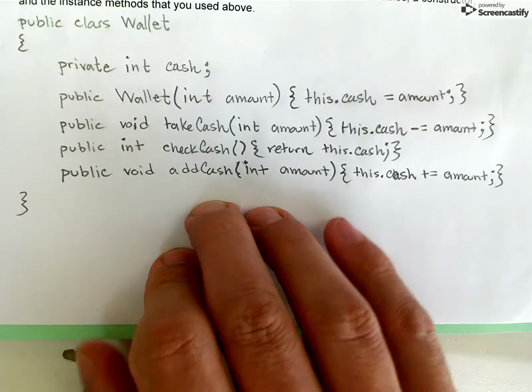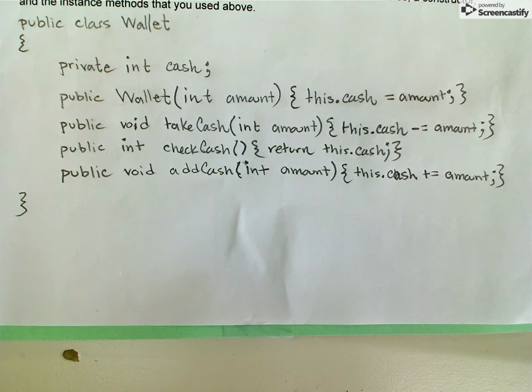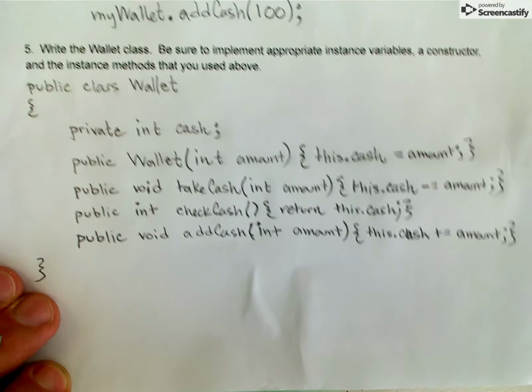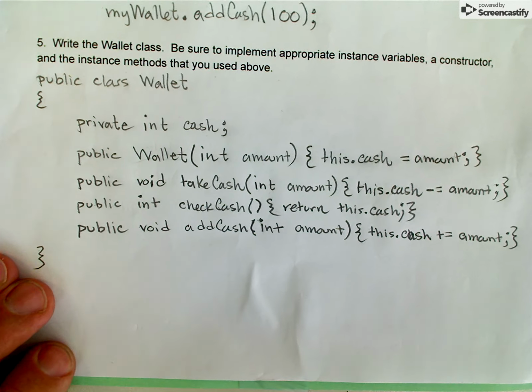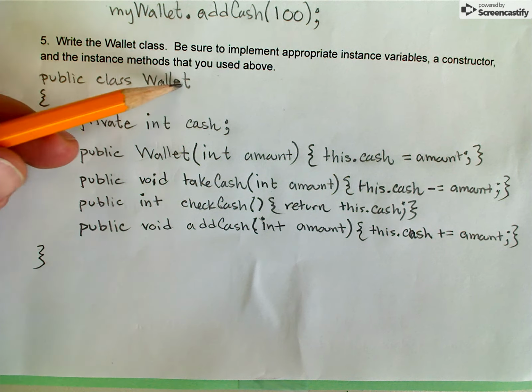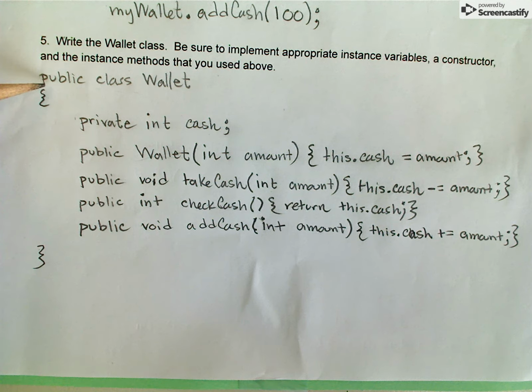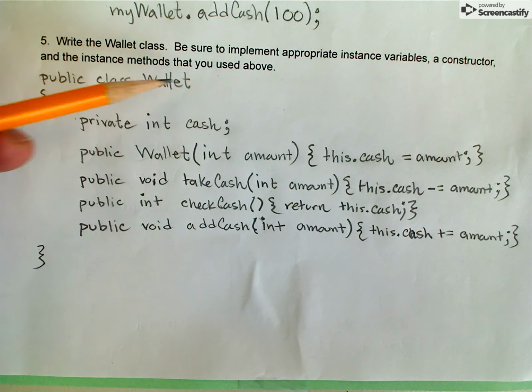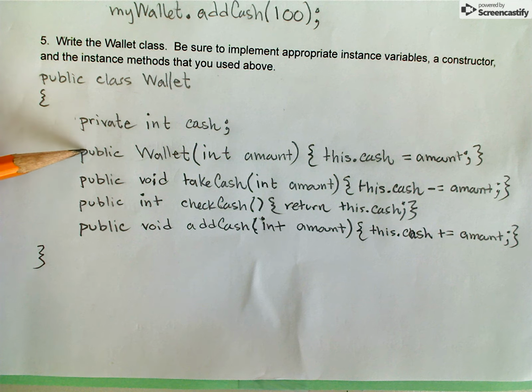I'm just going to close the brace, and maybe I'll just check and make sure I met the specification, right? I have an instance variable that holds the amount of cash in the wallet, and I declared the class appropriately up here on the very first line of code, and then I wrote a constructor, and I wrote these three instance methods.